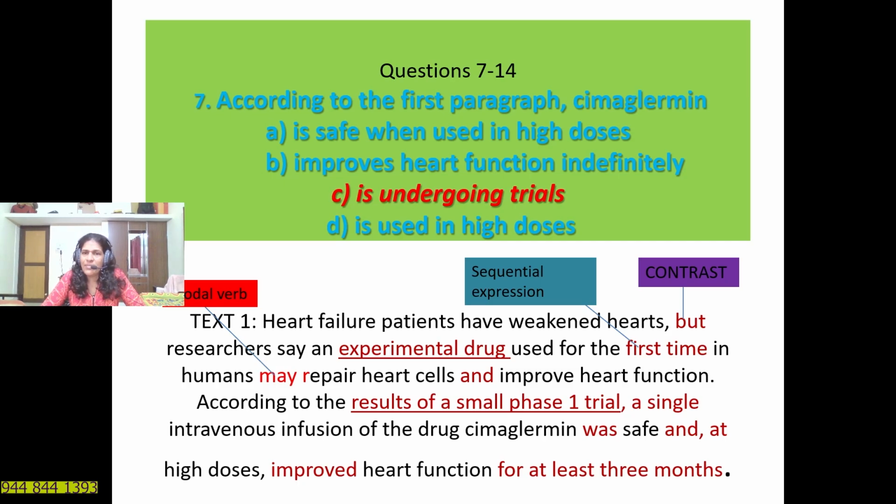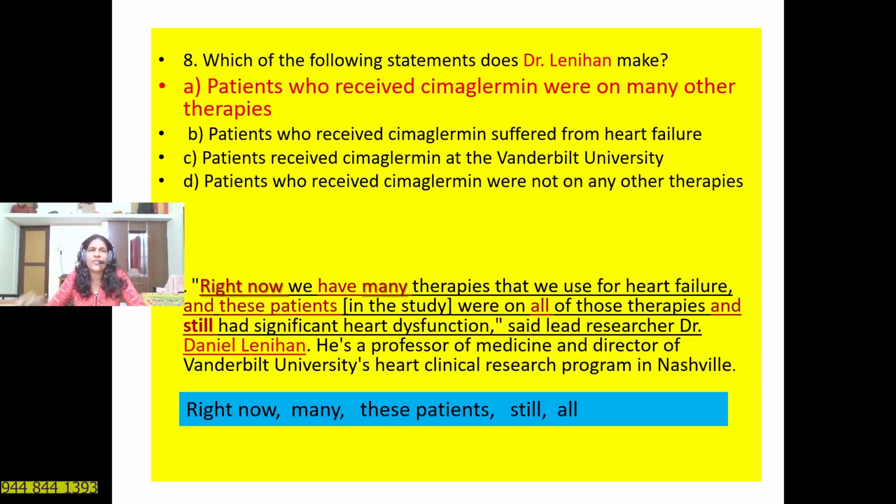So how do you say? Because they say heart failure patients have weakened hearts, but researchers say an experimental drug. That means they use one drug for an experiment and still they will be using it because they want to find out what it is, because only the first phase is over. Experimental drug used for the first time indicates that the drug is undergoing experiment. And also they are saying, according to the results of the small phase first trial, a single intravenous infusion of the drug was safe. So still they have to come to the conclusion. So according to me, option C is the correct answer. Is that clear? Yes. Let's move on to the second question.